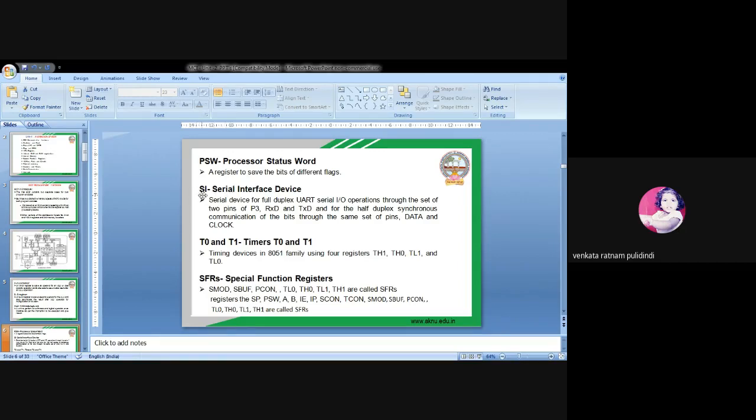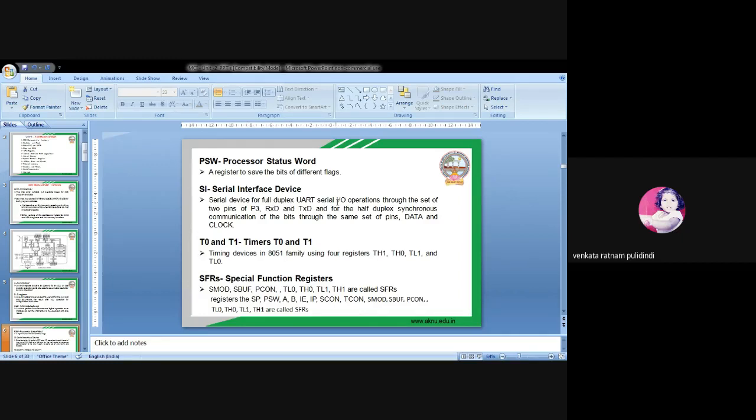Now another one, the serial interfacing device. Already I told you that some microcontrollers, including the 8051, have a UART, a universal asynchronous receiver and transmitter, used for serial communication. Serial devices may be full duplex, meaning communication in both directions, or sometimes half duplex. In the 8051 microcontroller, the serial interfacing device, the UART, supports full duplex serial I/O operations.